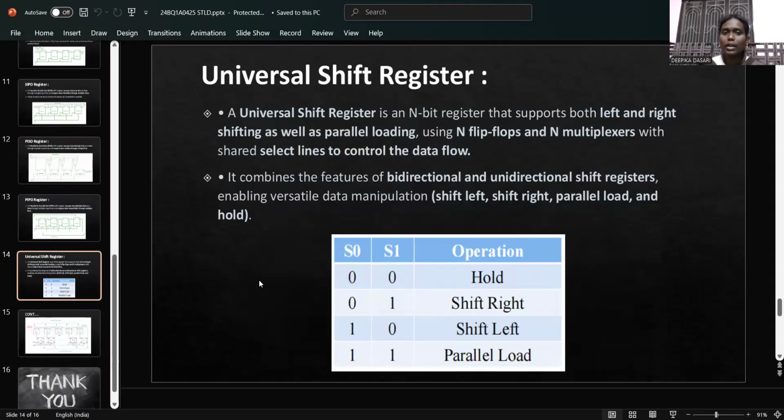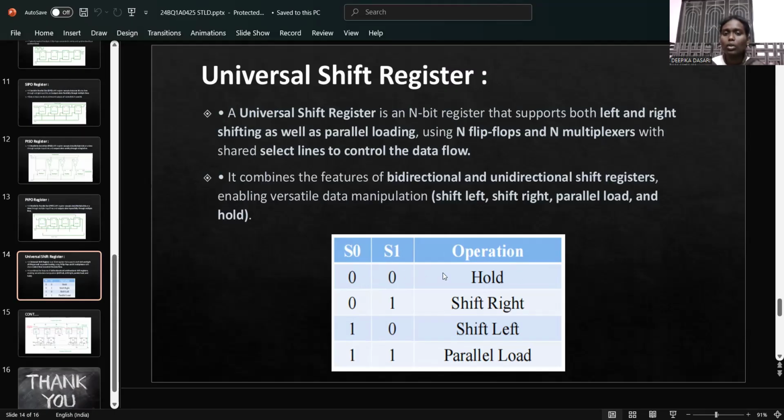At last, we are going to discuss universal shift registers. A universal shift register is an n-bit register that supports both left and right shifting as well as parallel loading, using n flip-flops and n multiplexers with shared select lines to control the data flow. It combines the features of bidirectional and unidirectional shift registers, enabling versatile data manipulation such as shift left, shift right, parallel load, and hold. Here we consider S0, S1 and the operation.